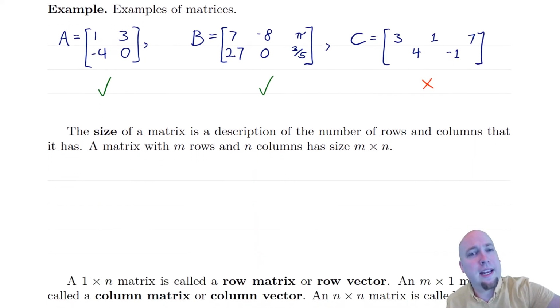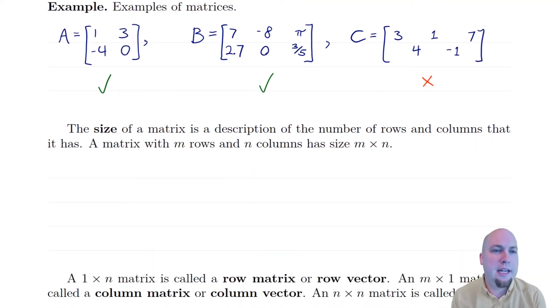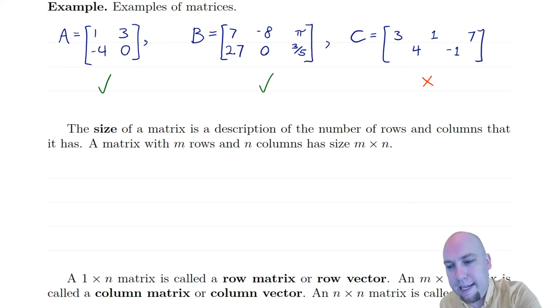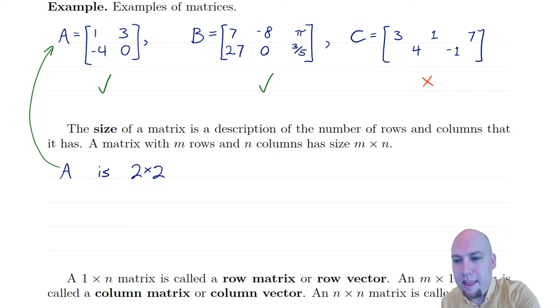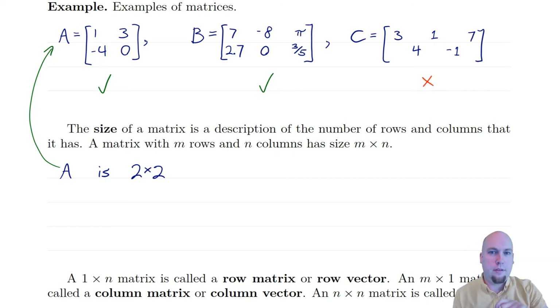All right, now let's go through some terminology and notation just to make matrices a little bit easier to deal with and talk about. When we talk about the size of a matrix, the size is just a description of how many rows and columns it has. For example, this matrix A that we introduced, we would say that's 2 by 2. What that means is it has 2 rows and 2 columns. You can just see that from the matrix A there.